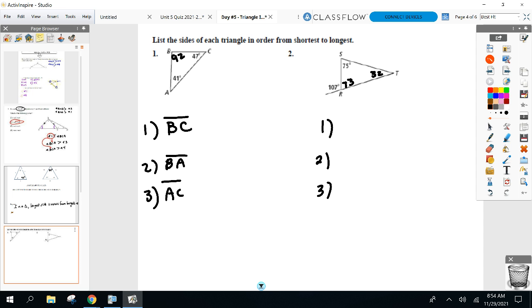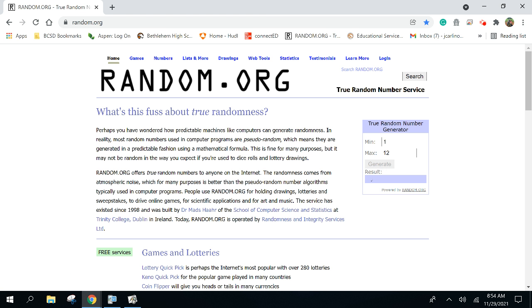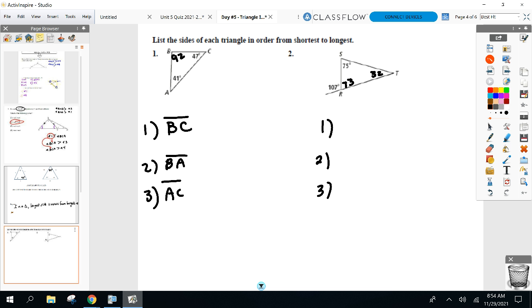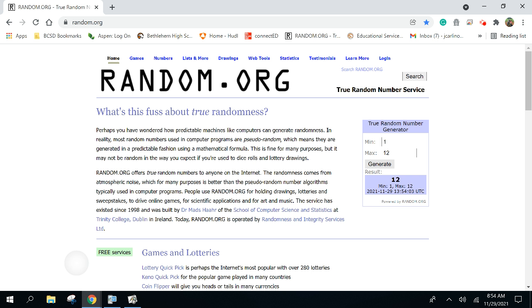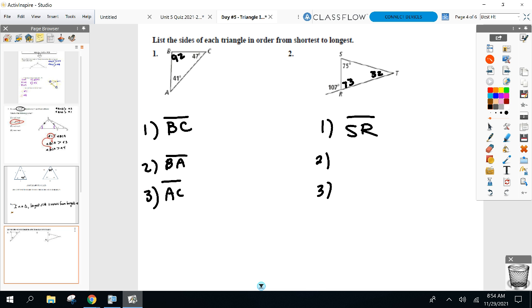All right, what's the shortest side in that triangle? Shortest side in the triangle, 12, shortest side. SR, it's across from 32. Next one, next biggest here, 9. I got SR is the smallest. Which one's the next one in ranking them? ST, which is across from 73. Biggest side's across from 75, which is RT.